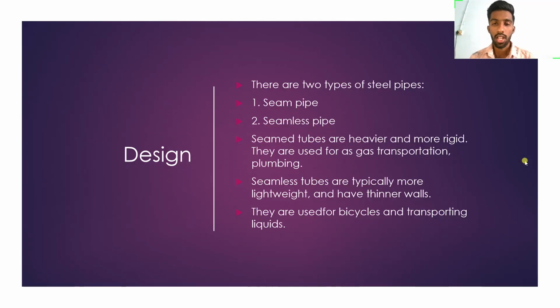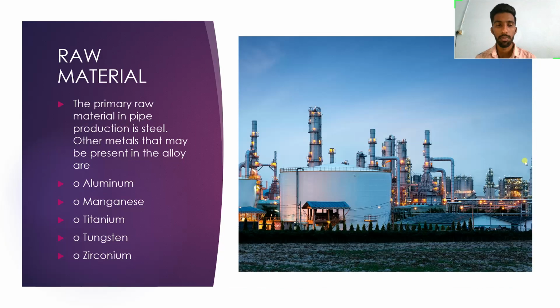Next point is design. There are two types of steel pipes available in the market, seamed pipe and seamless pipe. Seamed tubes are heavier and more rigid. They are used for gas transportation and plumbing purposes. Seamless tubes are typically more lightweight and have thinner walls. They are used for bicycles and transporting liquids.